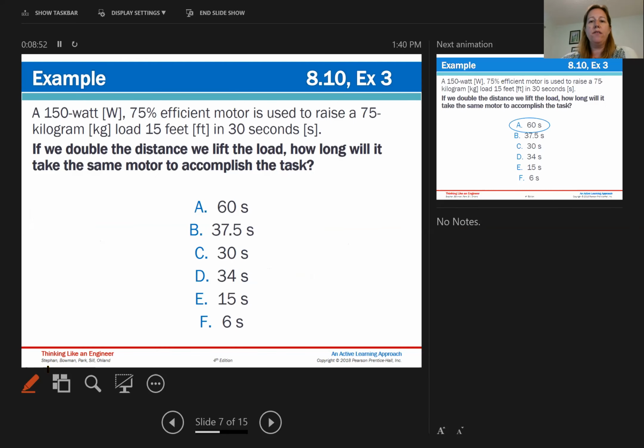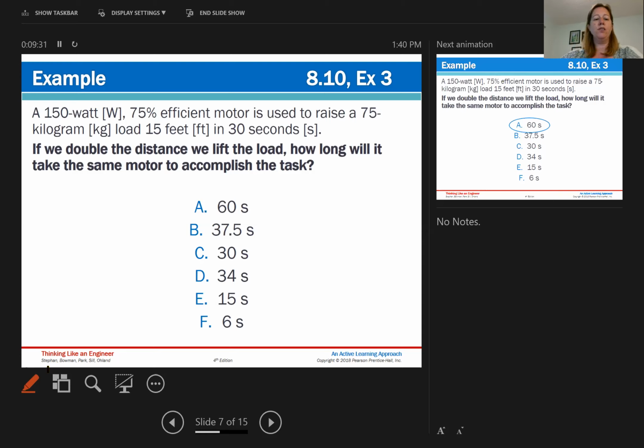Now, as a concept check, if I have this same 150 watt motor that is 75% efficient and use this to raise that 75 kilogram load 15 feet in 30 seconds, if we double the distance we want to lift it, so we want to go from a 2nd story window to a 4th story window, how long will it take for the same motor to accomplish this task? I've given 6 choices here. A is 60 seconds, B is 37.5 seconds, C is 30 seconds, D 34 seconds, E 15 seconds, or F 6 seconds.